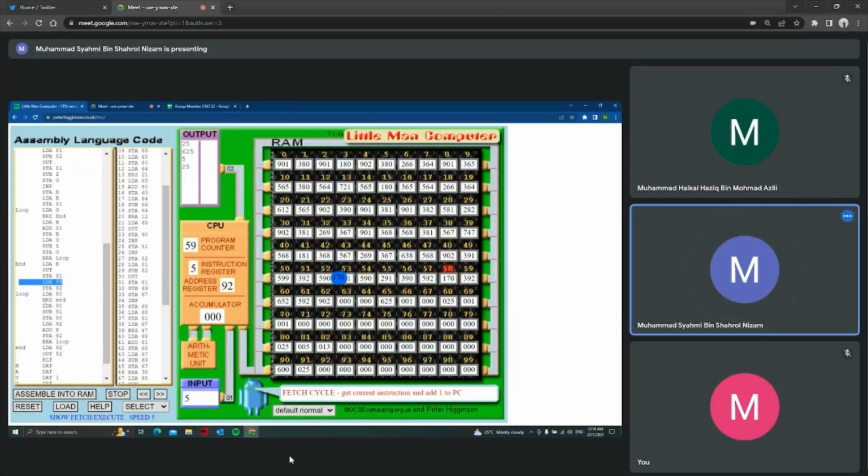And then it's the same as the multiplication process. We will loop the same, and then our output will go to 92. So I will go fast.